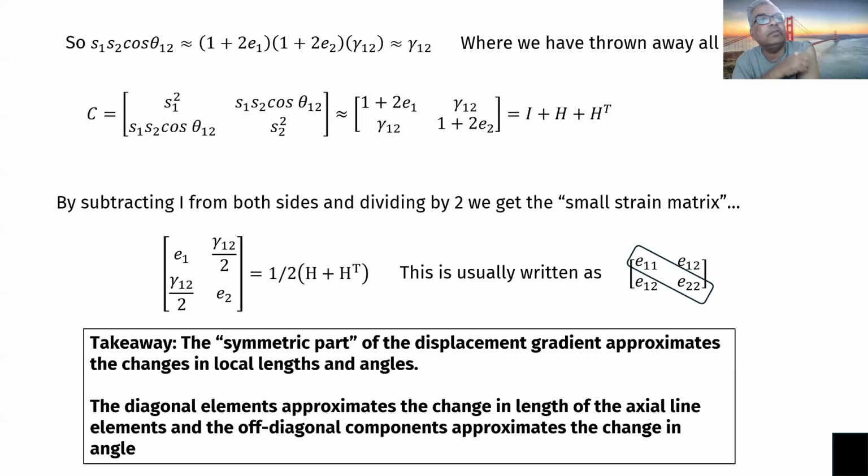The symmetric part of the displacement gradient approximates the changes in local lengths and angles. The diagonal elements approximate the change in length of the axial line elements, and the off-diagonal components approximate the change in angle. These are not exact. These are approximate. The exact version is there in the C matrix, S1 squared and S1 S2 cos theta 1 2 and so on. With that, we are done.